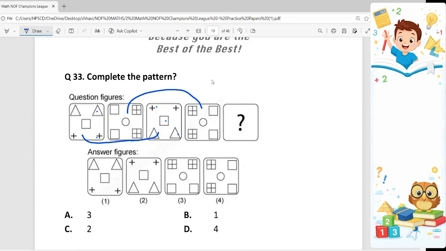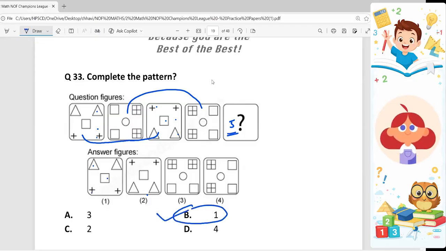Now we have to follow this again. This is 1, this is 3. Now again this is the 5th position. So what will be the answer from these 4? This is option B, because it has to come again triangle, square, and plus sign. So option B, the first diagram has to come over here. Okay.